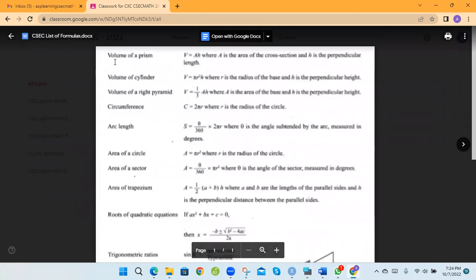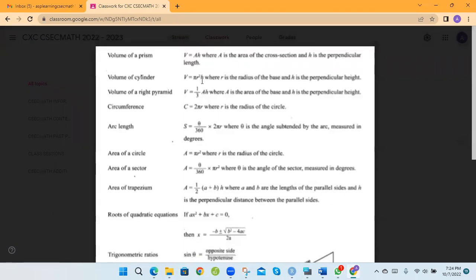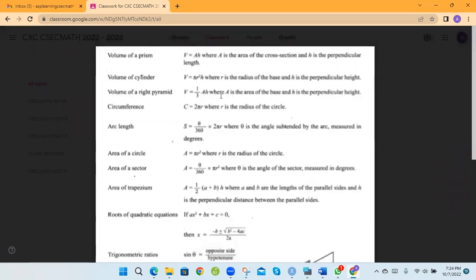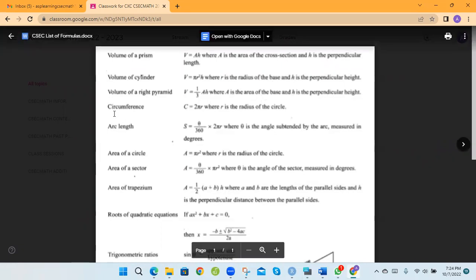Let's just read it. Volume of prism, V is equal to AH, where A is the area of the cross-section and H is the perpendicular line. Volume of cylinder, V is equal to pi r squared H, where r is the radius of the base and H is the perpendicular height. Volume of a right pyramid, V is equal to a third AH, where A is the area of the base and H is the perpendicular height.